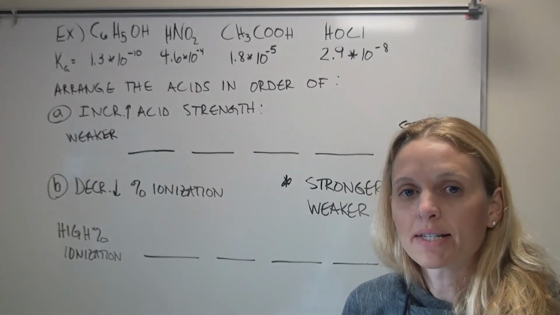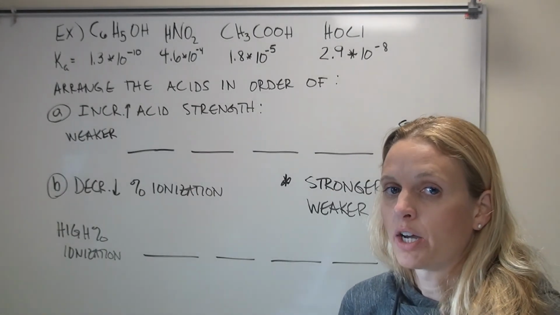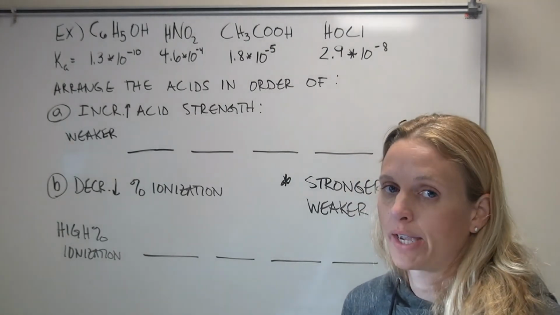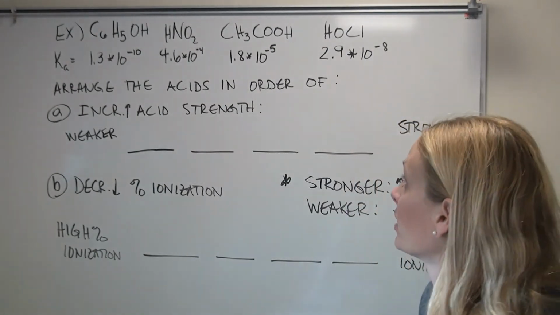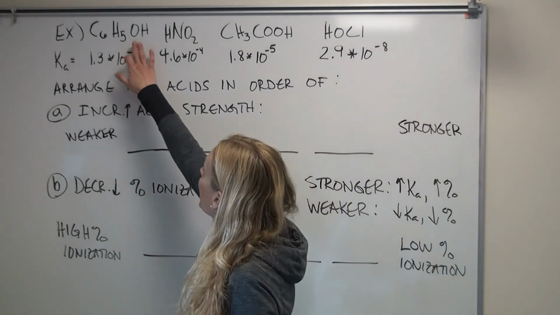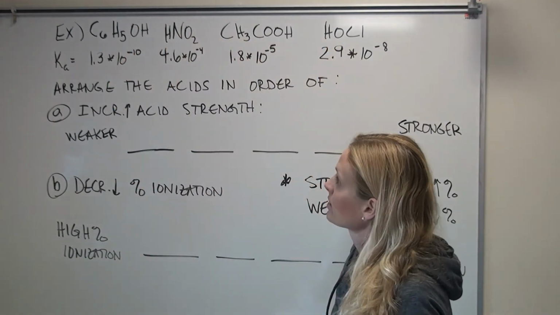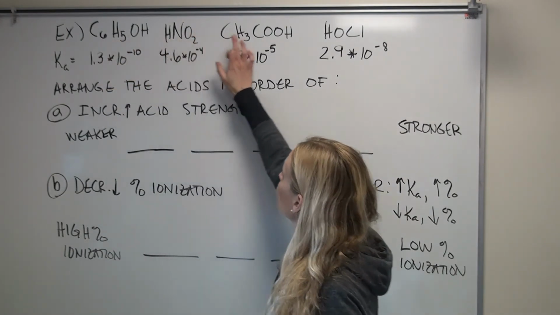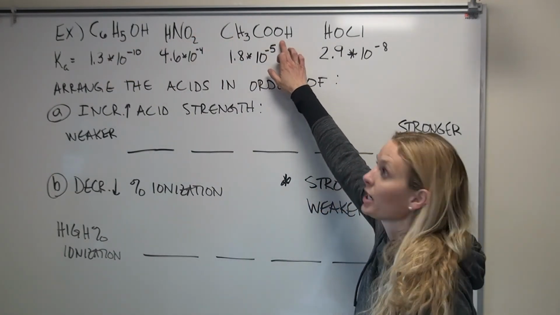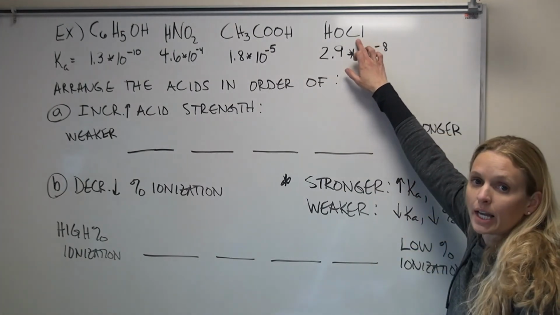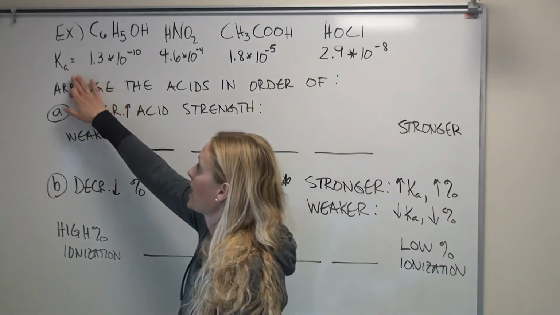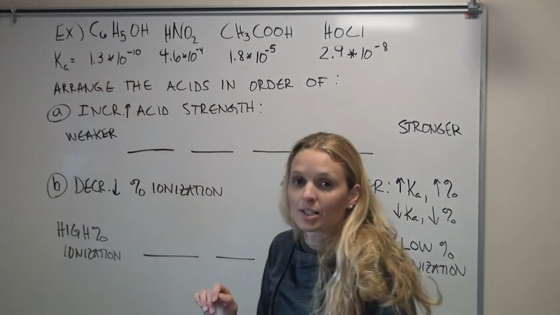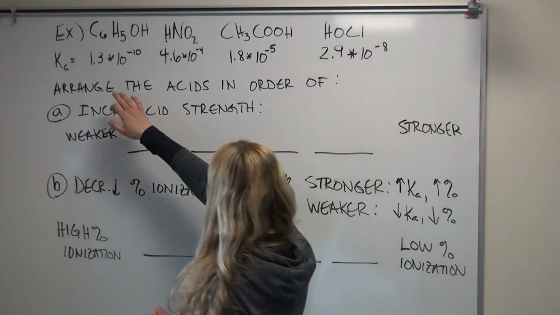Okay, so now we're going to do an example problem where we use the information that we just learned about Ka and percent ionization and apply it to a problem to rank some acids based on that information. Okay, so in this example we have 4 different acids: C6H5OH, HNO2, CH3COOH, and HOCl, and we're given their Kas. So they're all weak acids. Well, some of them are actually bases, but we're given the Ka information.